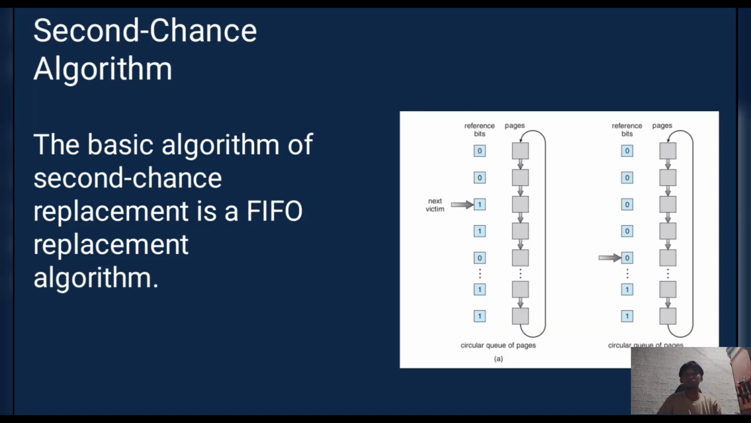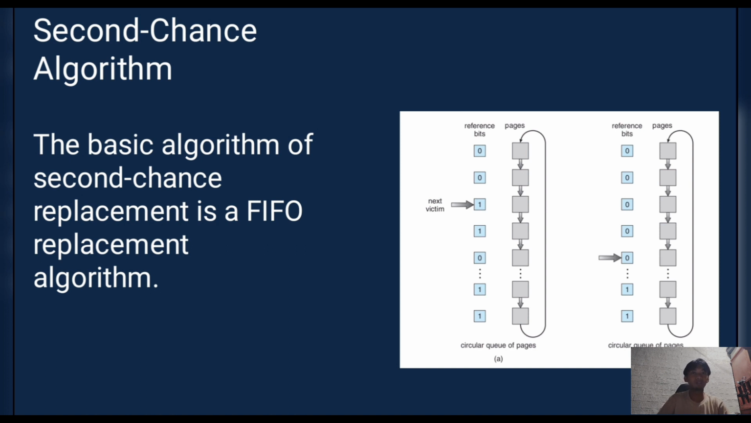So this is the second chance algorithm. The basic algorithm of second chance replacement is a FIFO replacement algorithm. When a page has been selected, as you can see in the figure, however, we inspect its reference bit. If the value is 0, we proceed to replace this page.